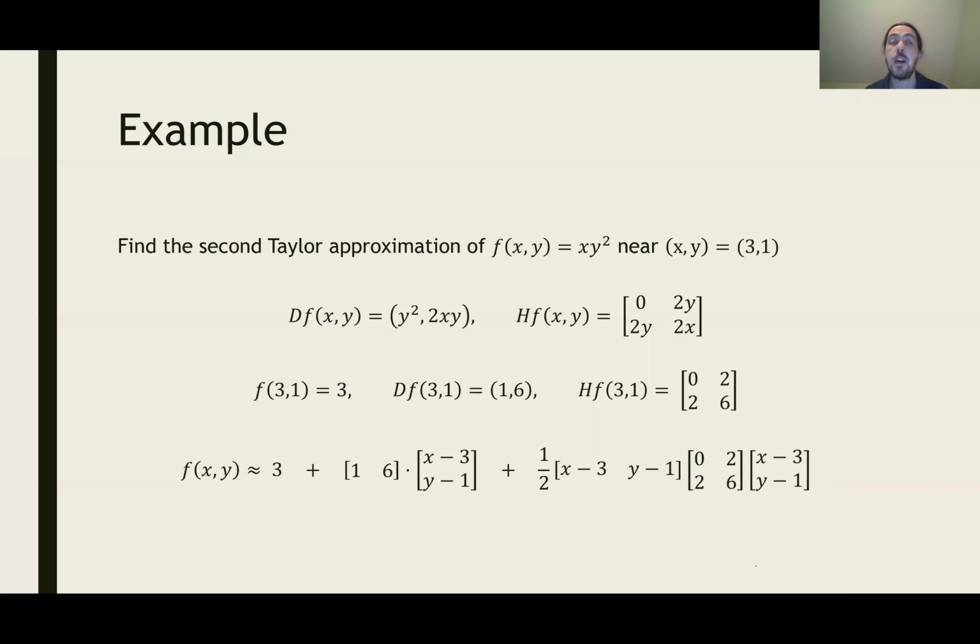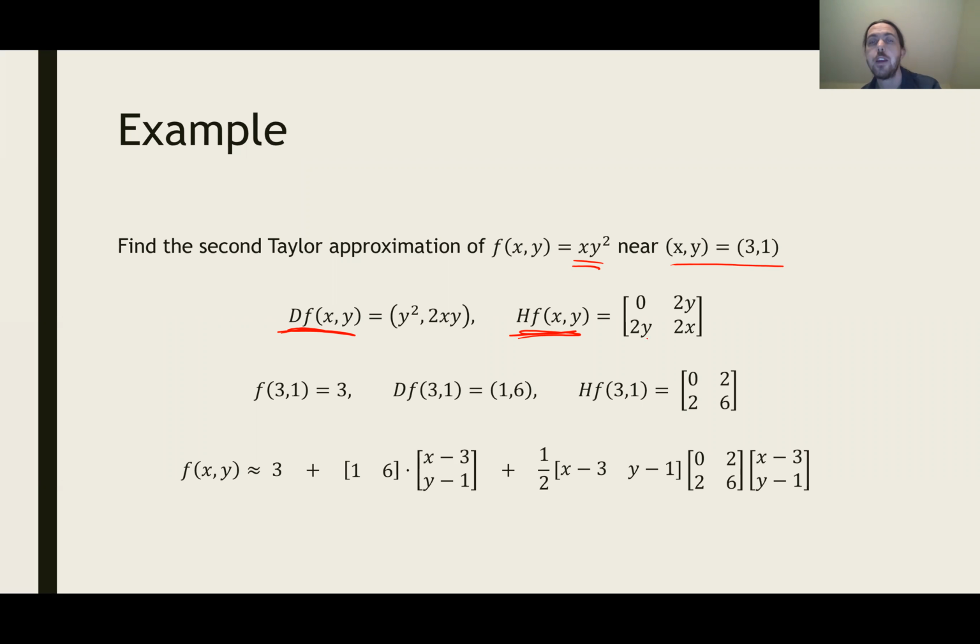So here's an example of computing the second Taylor approximation of this function. f of x, y is x y squared, near the point x, y is 3, 1. So the first thing we need to do is compute df. We need to compute the Jacobian matrix by taking the x derivative, which is y squared, and the y derivative, which is 2xy. From that, we can then calculate the Hessian matrix.